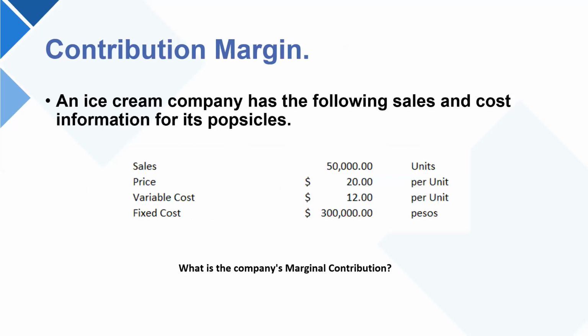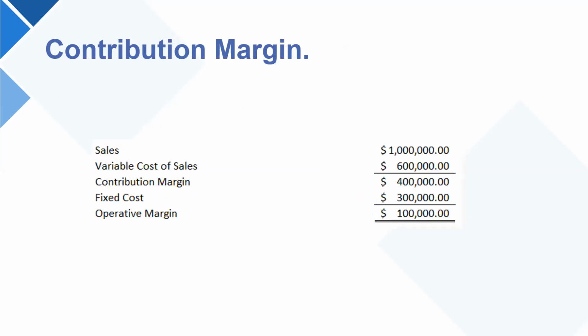Let's see an example. We have an ice cream company now, and this ice cream company has the following information. It gives you the sales per units, gives you the price of each unit, gives you the variable cost per unit, and it gives you the fixed cost, and it tells you, hey, what is my marginal contribution? So let's calculate that, okay?